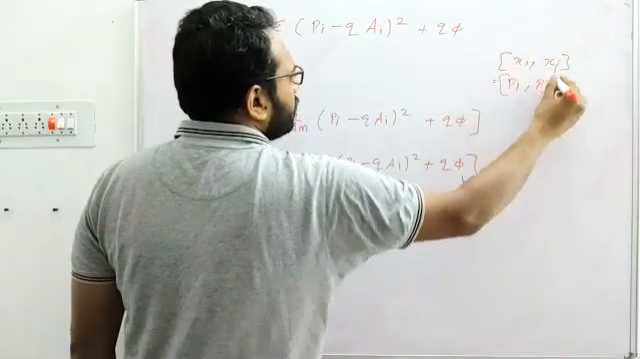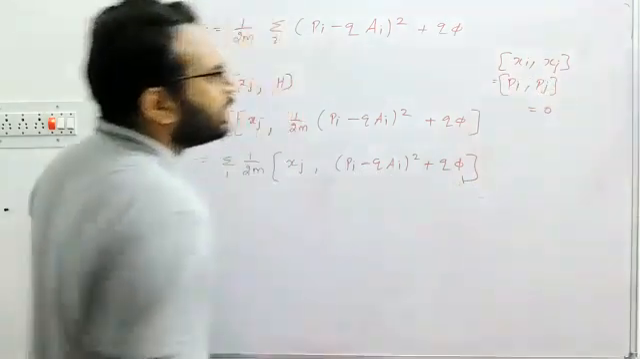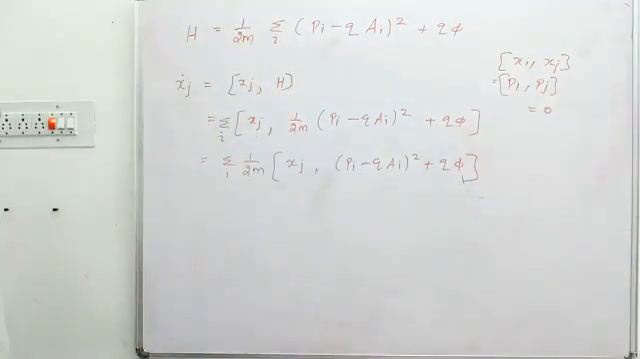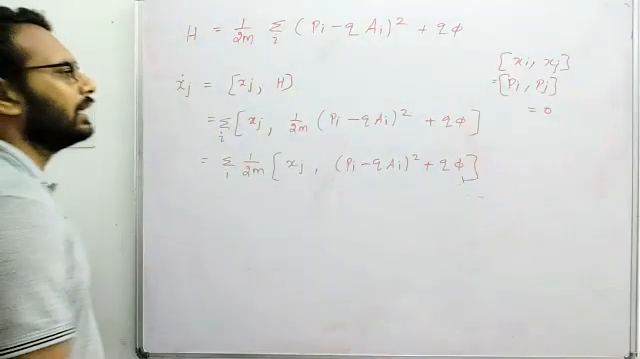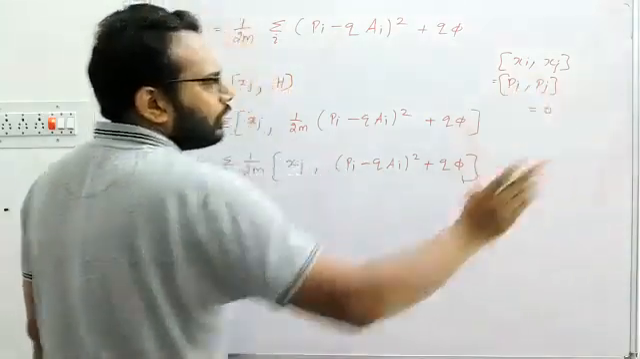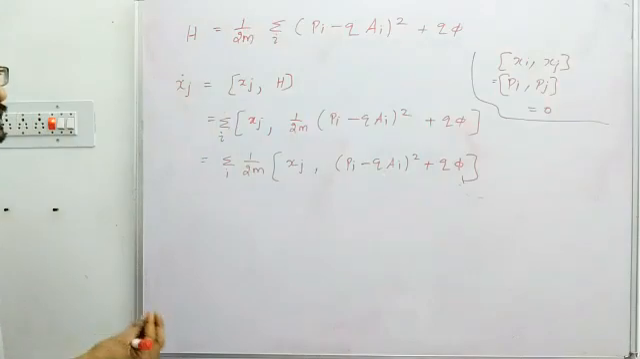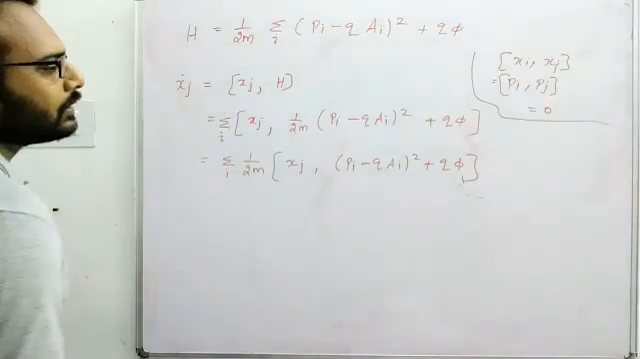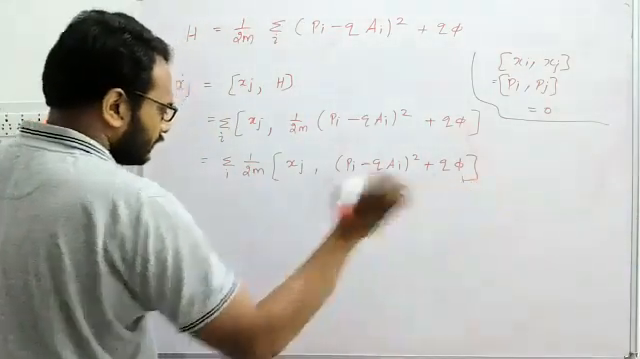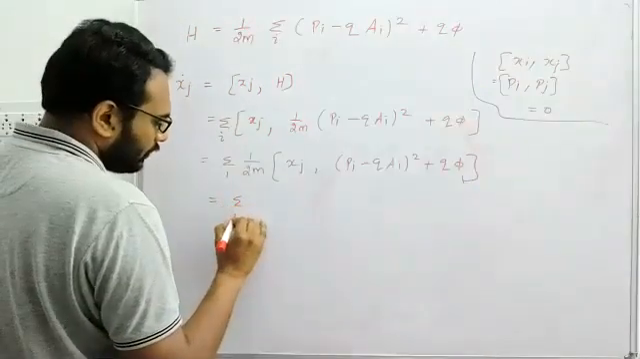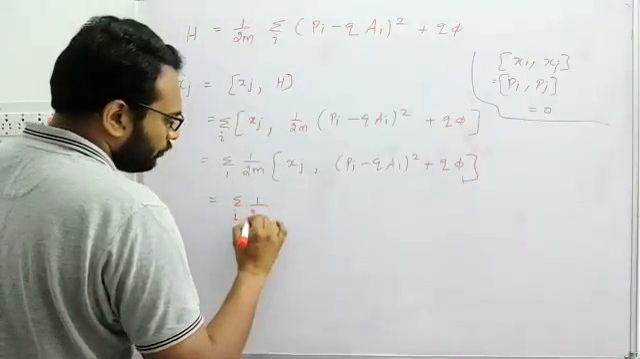I think I should have included that in the notes. I thought it was obvious. Anyway, xi with xj, pi with pj, all are equal to 0. Only xi with pj is delta ij. So these don't have any terms there. It's gone. So this is equal to summation over i, 1 by 2m.